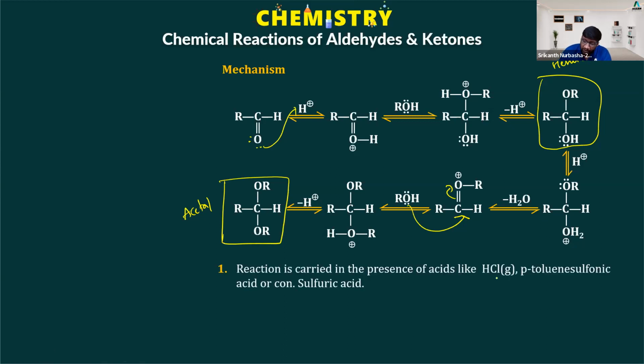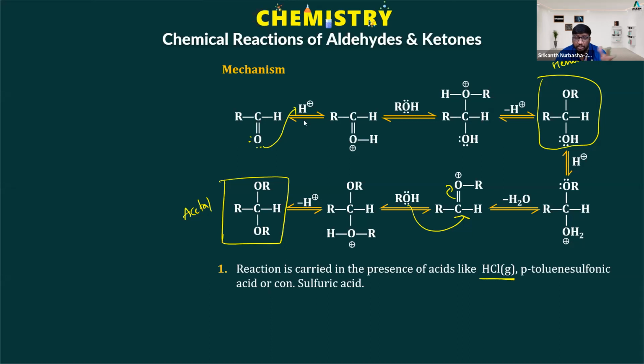The reaction is carried out in the presence of an acid like HCl, paratoluene sulfonic acid or concentrated sulfuric acid, so that the H plus ions can react with a lone pair of electrons on oxygen to increase the electrophilicity. Why do we need to increase the electrophilicity? Why can't the reaction directly happen? Because ROH is not a strong nucleophile.